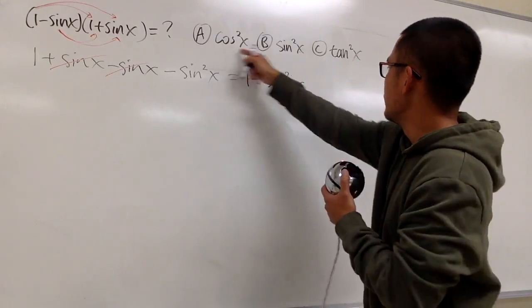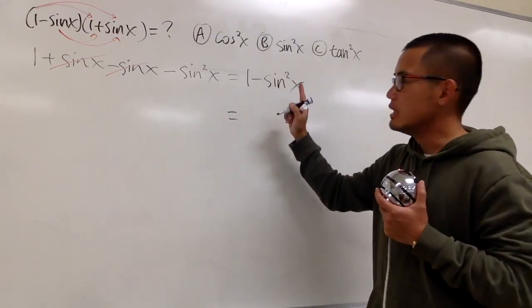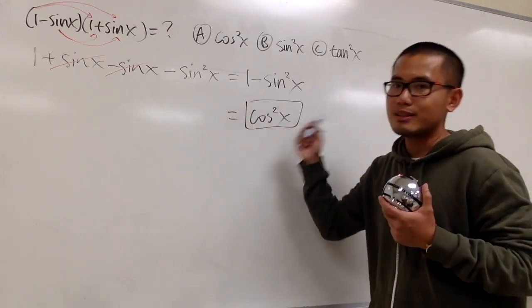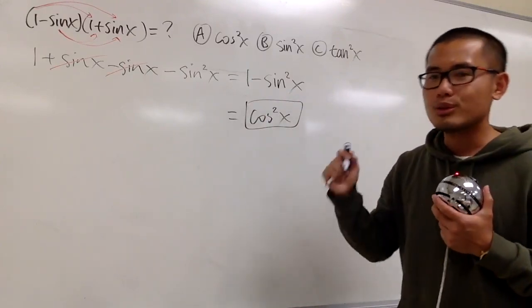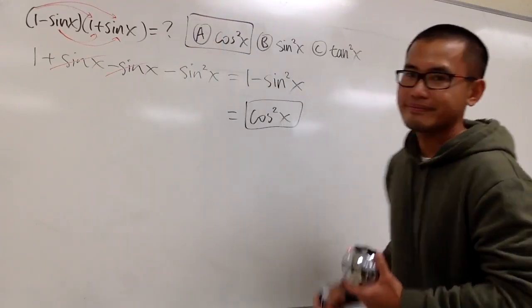And this is not one of the answer choices, but we know 1 minus sine squared x is the same as cosine squared x. As I said, this is the identity that we have to remember really, really well. And this is answer choice A. And that's it.